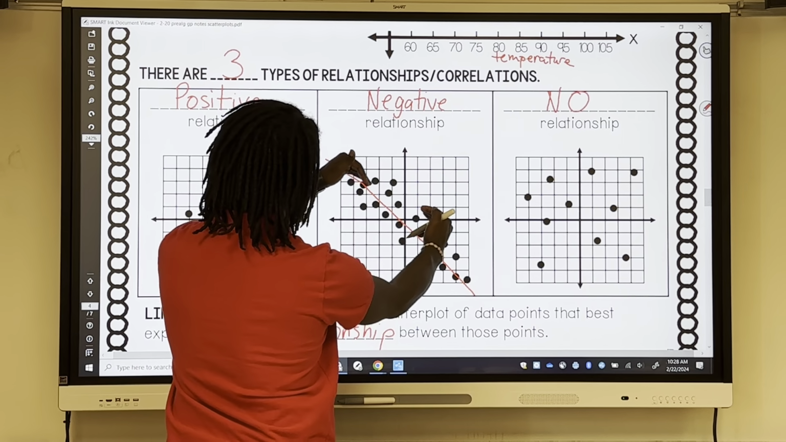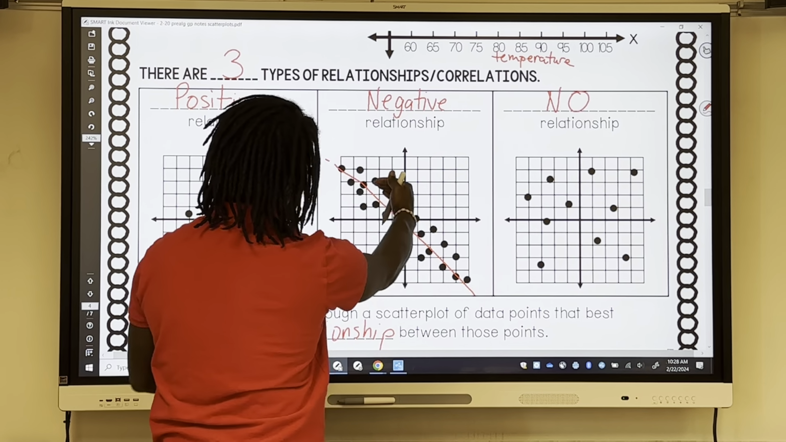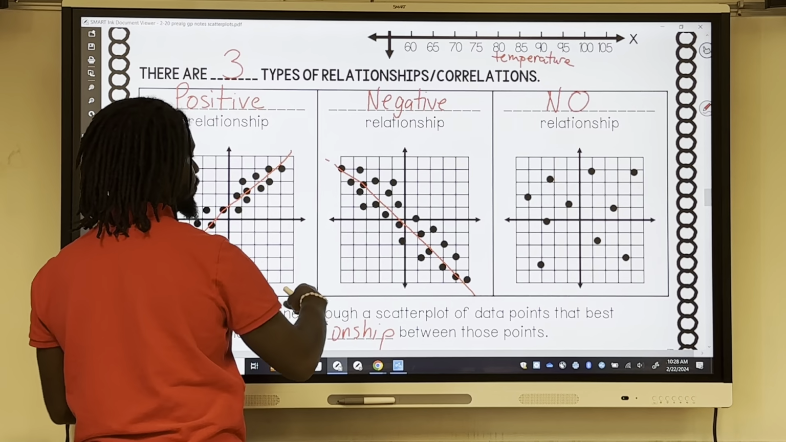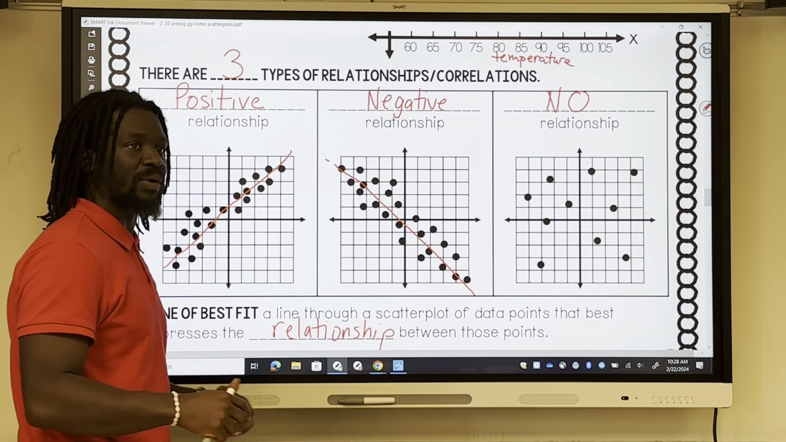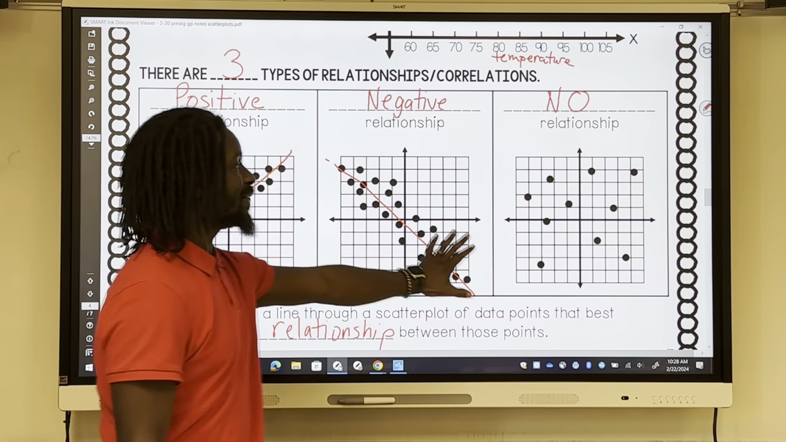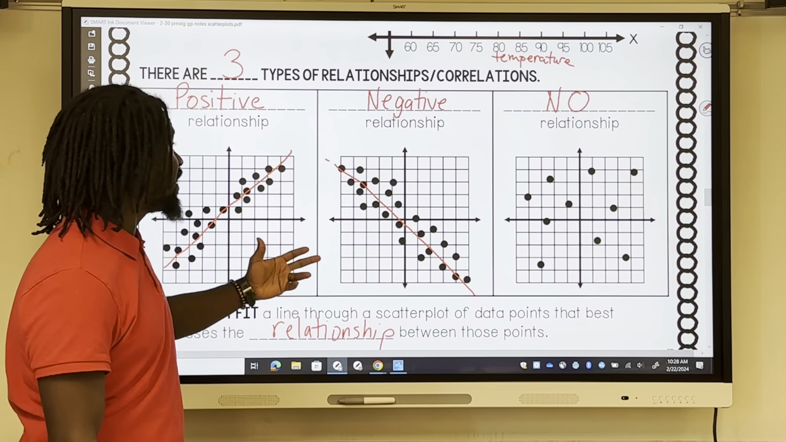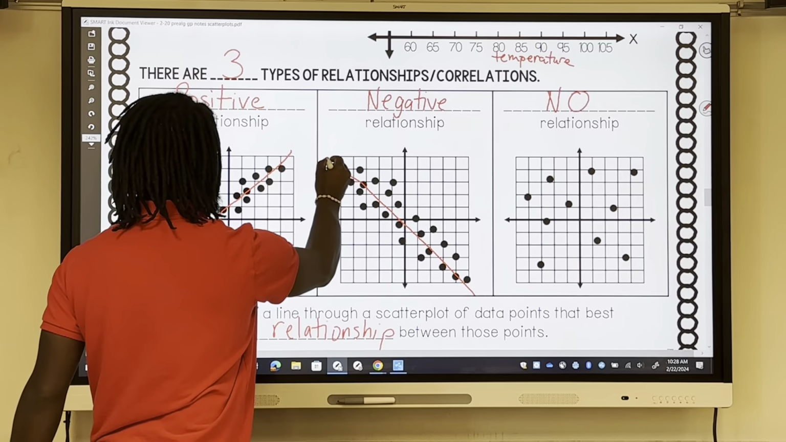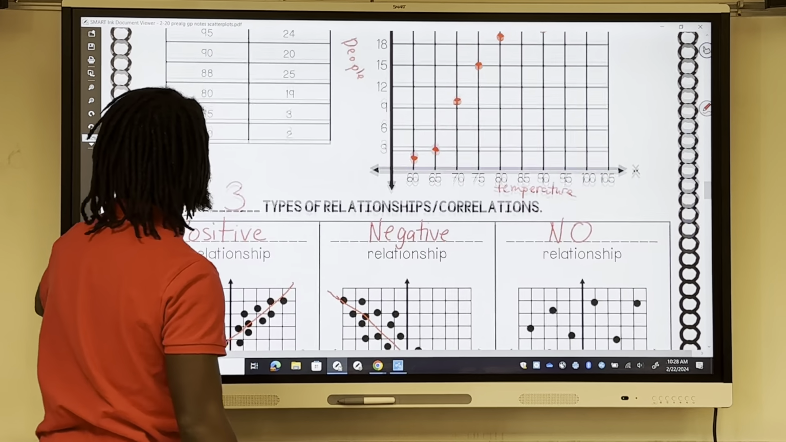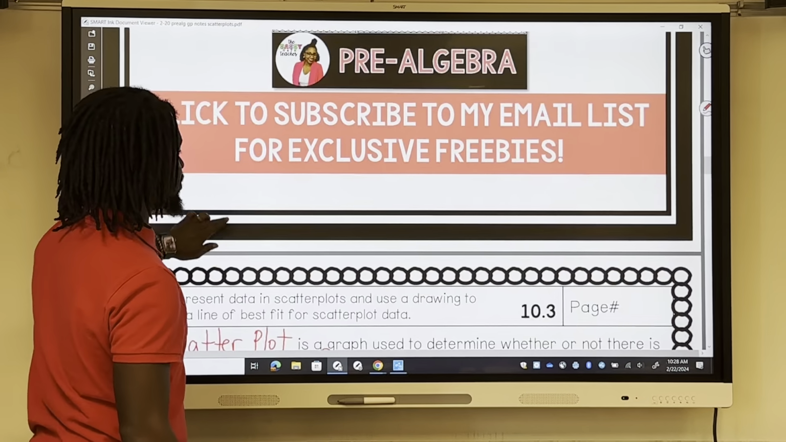So again, you see there's this line. You got some that are above, you got some that are below, but you want to get a line that goes right in the middle, okay? There is no relationship there, so there's no line of best fit, okay? So lines of best fit are only where there is either a positive or negative relationship, okay?